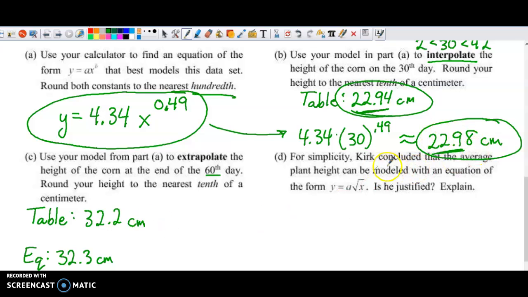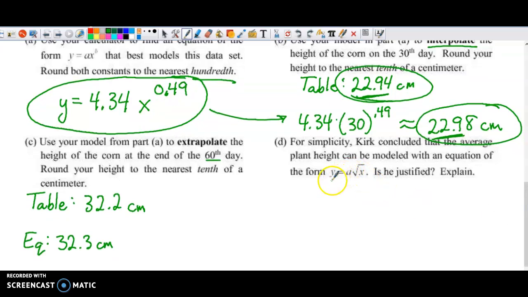So the whole thought process is that this is very, very close to the form of y equals a times the square root of x. And think about what our answer was, because a square root of x is the same thing as x to the 1/2 power. That is the same thing. So I would say very close.